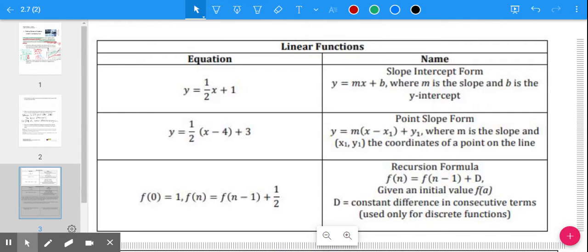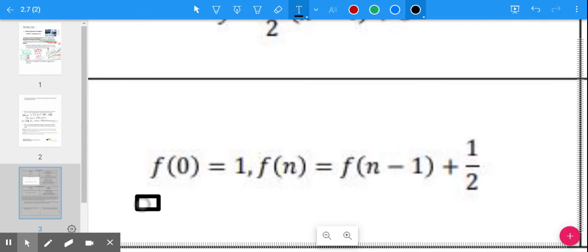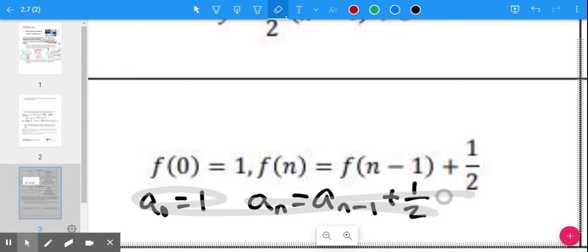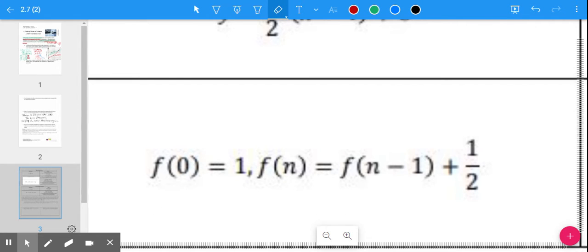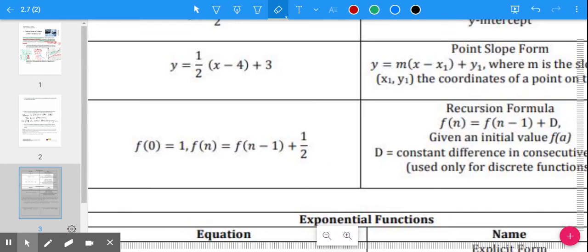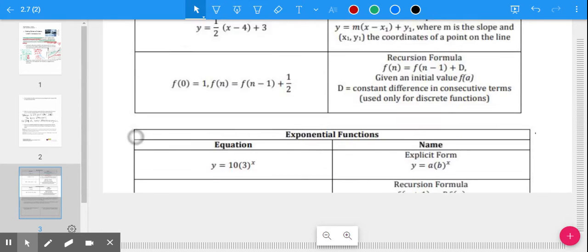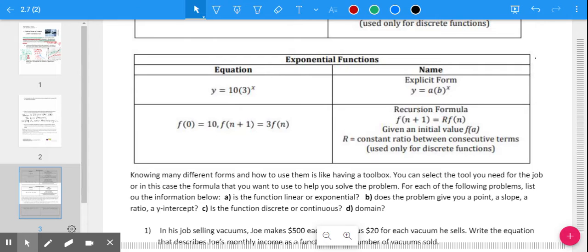So this is just like the recursive formula we wrote back in our sequences unit. This would be like saying a sub 0 = 1 and a sub n = a sub n-1 + 1/2. So it means the exact same thing as what we've already done. We're just looking at different variables this time through. Because when you have that a sub n, it is specific to sequences. When you have f(n), a function where n is your variable, then it can be for any kind of situation. Exponential functions.